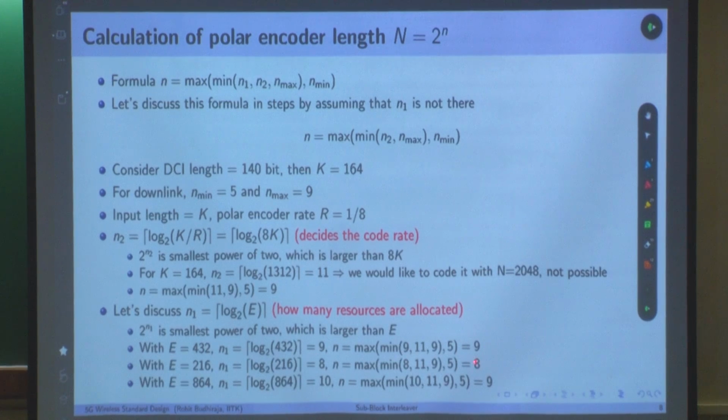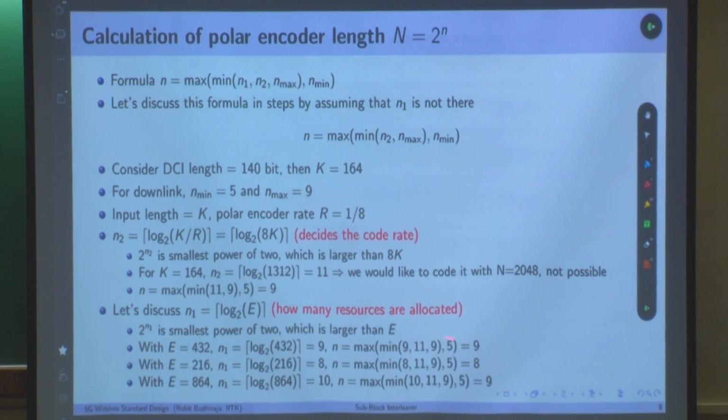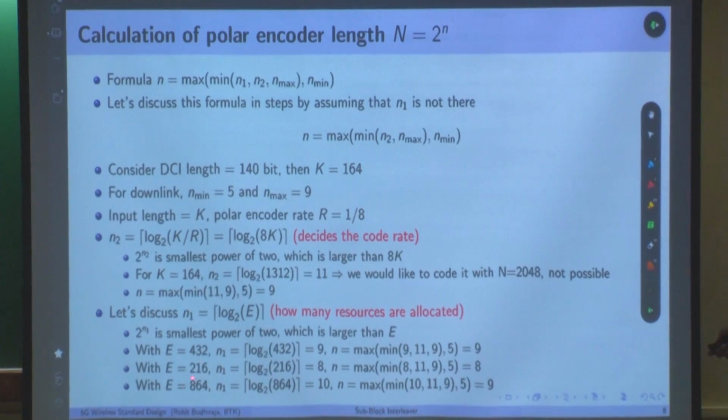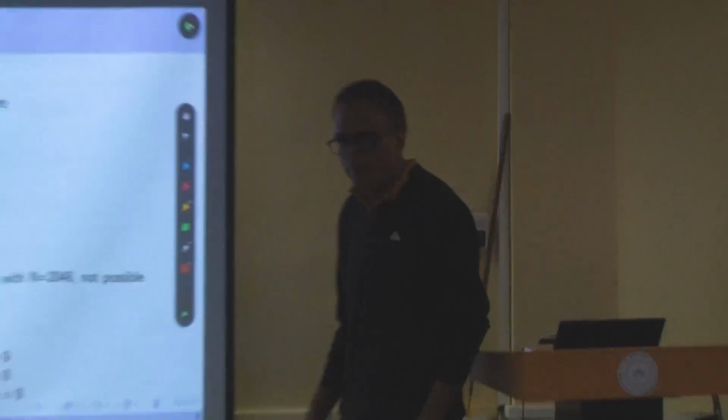If for a user only 256 bits are allowed, why should you generate 512 bits? You should generate only that many bits. In this case, only 216 bits are allowed, so you will generate only 256 bits. In this case, 432 bits are allowed, so you will generate only 512 bits. In this case, even though 864 bits are allowed, you are not allowed to generate 1024 bits because the maximum polar encoder length is only 512. So there is a formula, and that is how you have to read it. I will stop here and we will continue discussing this in the next class. Thank you.